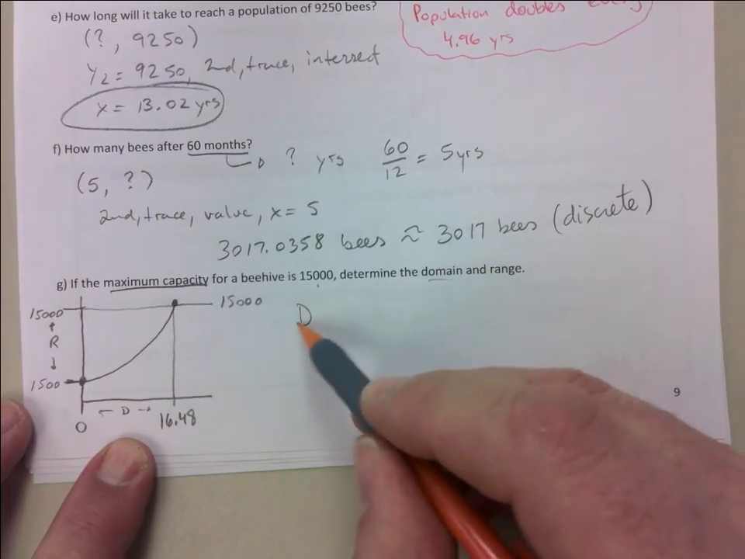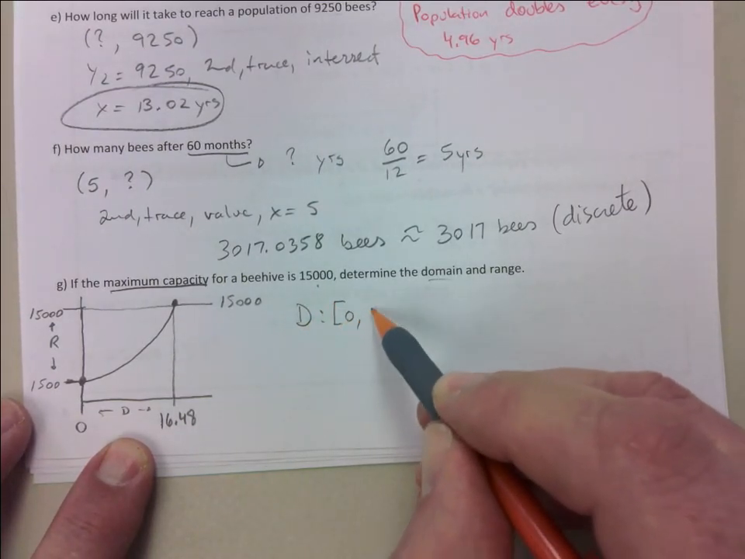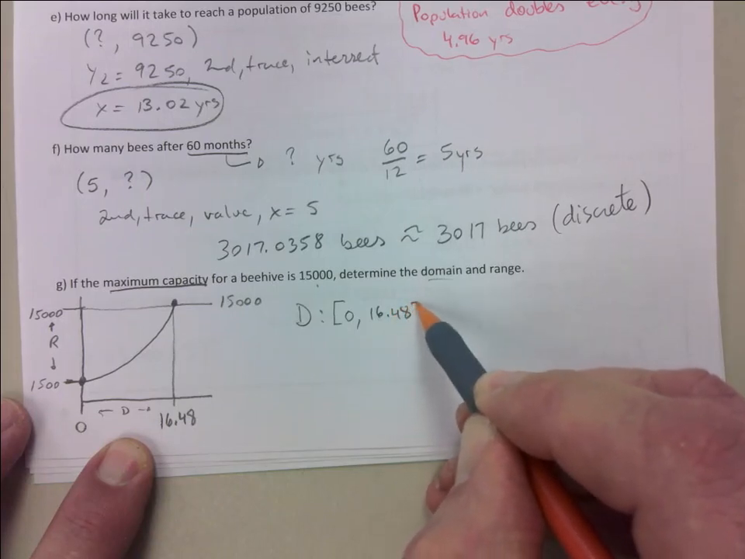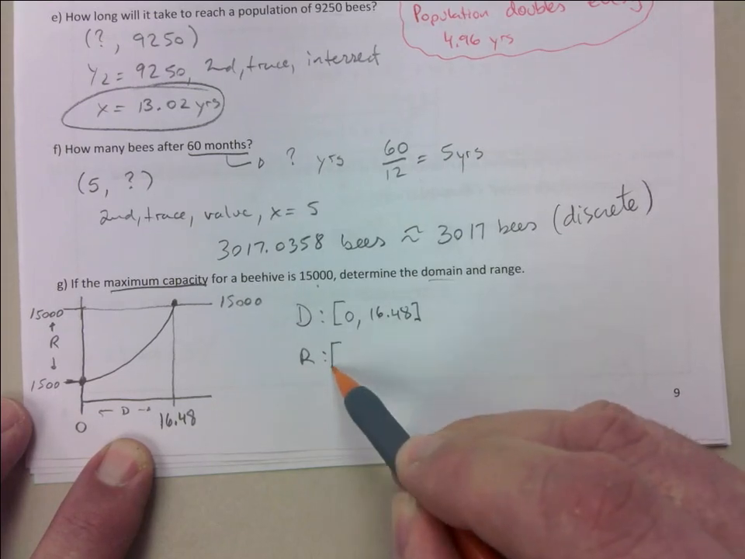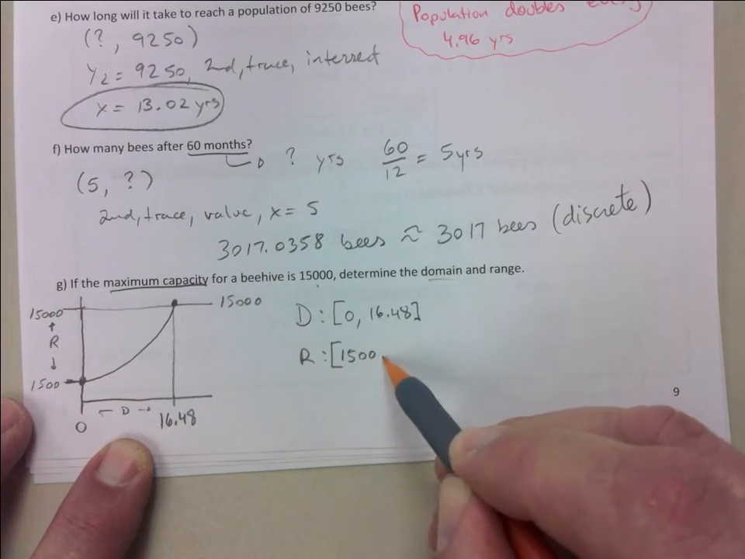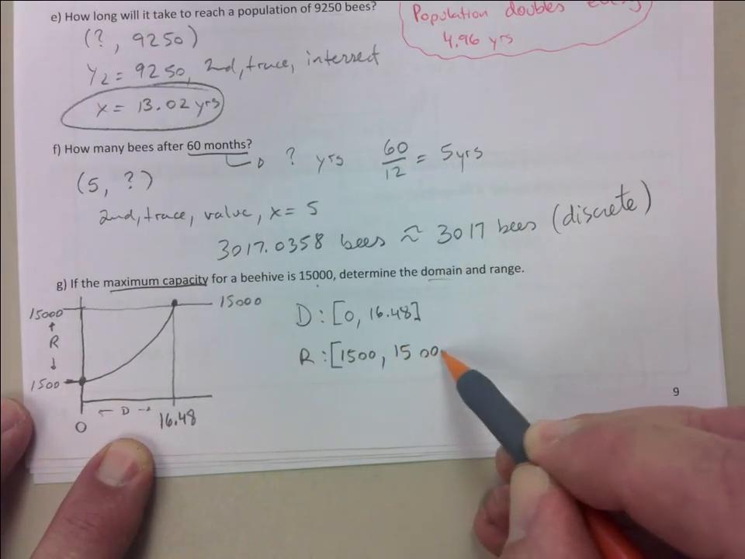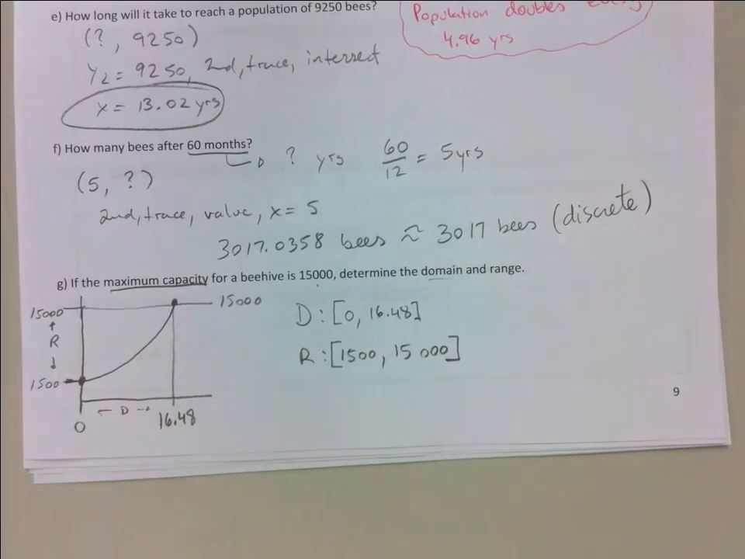So let's state it. Domain: 0, 16.48. So we're talking about the years, right? For the range, 1,500 is the smallest, 15,000 is the largest. There you have your domain and range for this scenario.